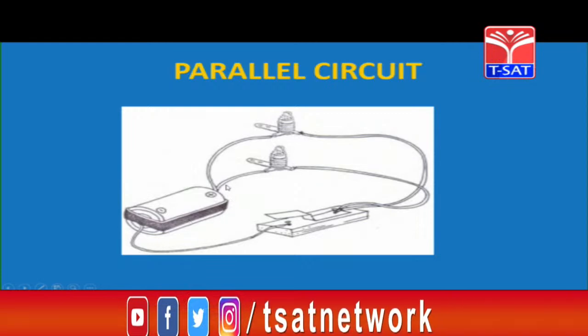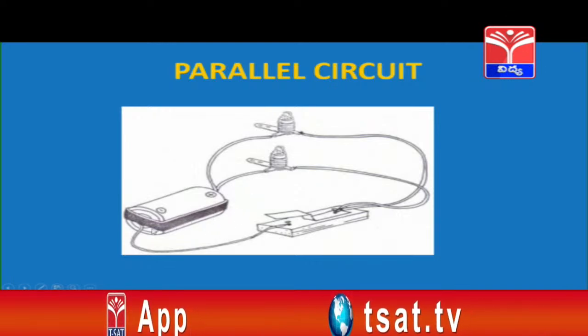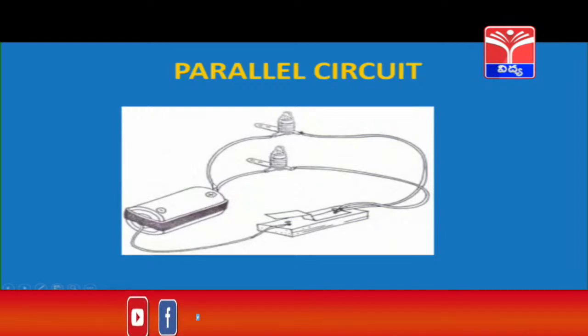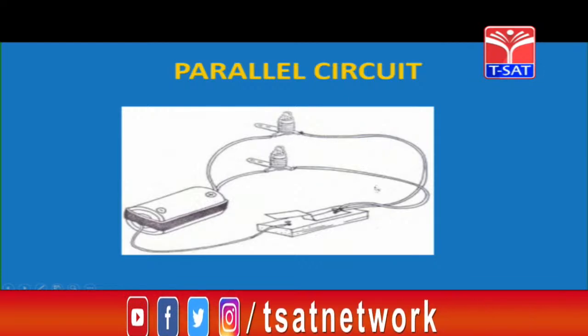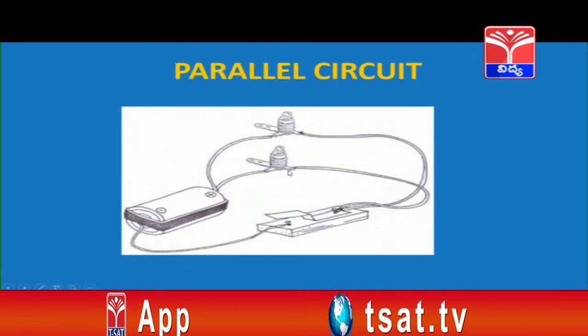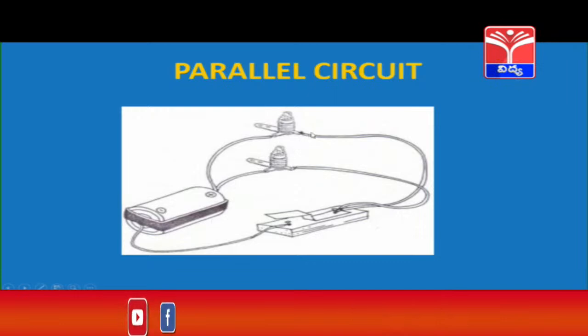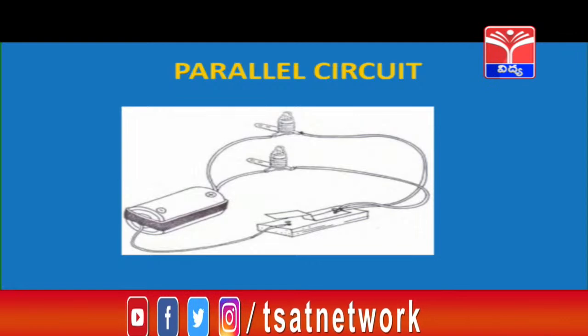That means one end of each bulb is directly connected with the positive terminal. The other end of the bulb is connected to the negative terminal of the battery. See how current flows from the positive terminal to the bulb, and from the bulb to the switch through the negative terminal of the battery. Next see the other bulb. From the positive terminal of the battery to the bulb, again to the negative terminal of the battery. There are two paths, not a single path. Two bulbs are connected in different paths. This type of arrangement is called a parallel circuit.